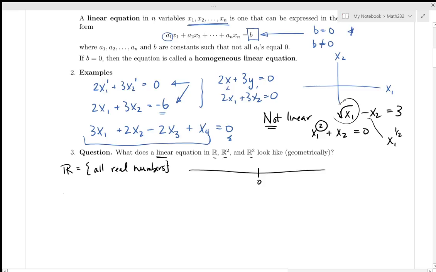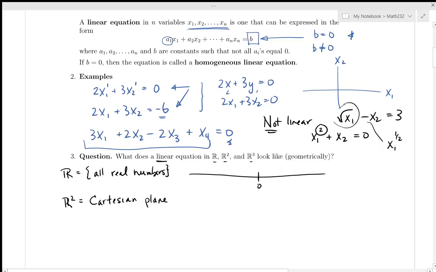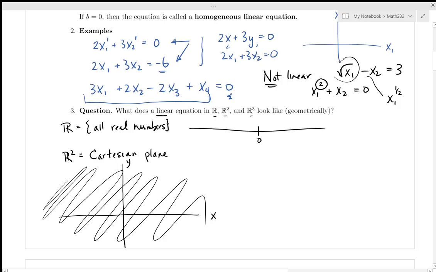R2 is, we think of that as R by R, if you will, and that is our Cartesian plane. Perhaps you can think of it this way: you have one real number line that way, often labeled X, and then one real number line this way, orthogonal to it, often labeled Y. And R2 is the whole plane there, the two-dimensional plane. You can get that clue there.